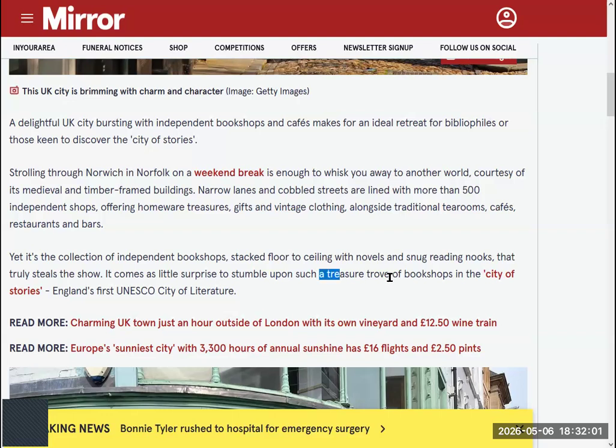It says a treasure trove. So what is a treasure trove? Well, maybe what's the word trove, I guess. What does that mean, Michael? Any idea?